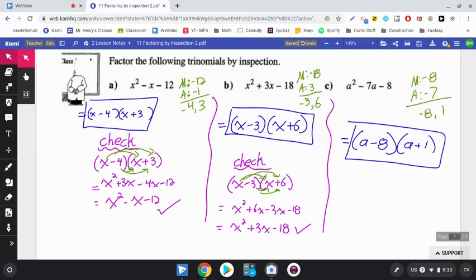A few minutes later. And there you go. Your answer for C: a minus 8, a plus 1. Hopefully you're able to do that ahead of me. And now let's go and move on to the next question.